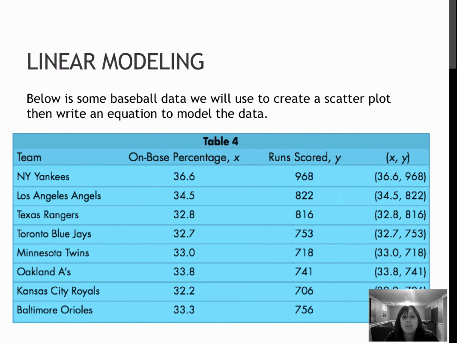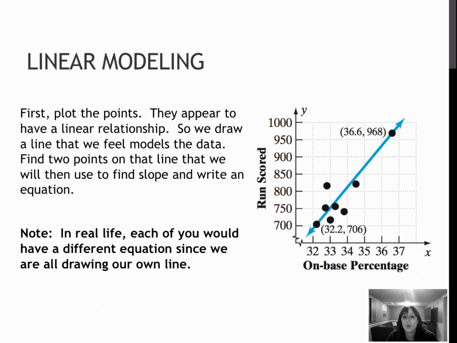So here is some baseball data, and we're going to use this to make a scatter plot. And then we're going to try to use that data to write an equation. So if you look at the graph here to the right, this is all of the data that I had on the table on the last screen. And what I've done is I've drawn in this blue line. So I did this myself. I said, this is about what that data looks like.